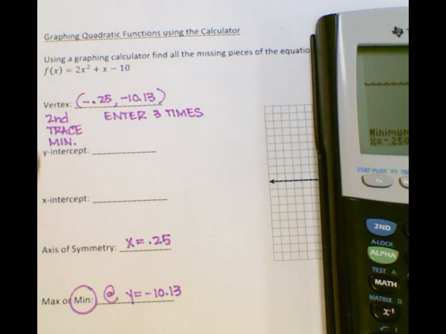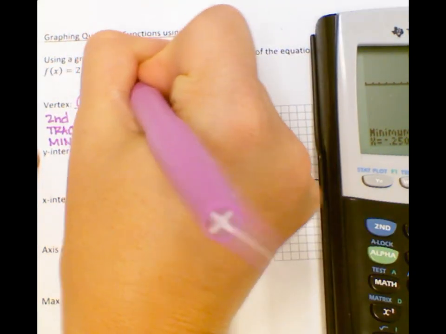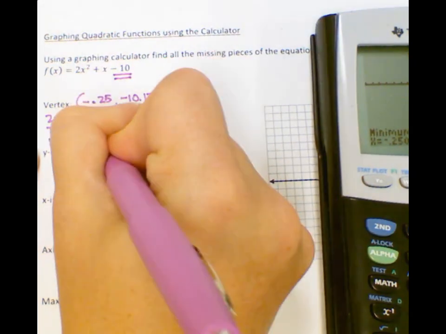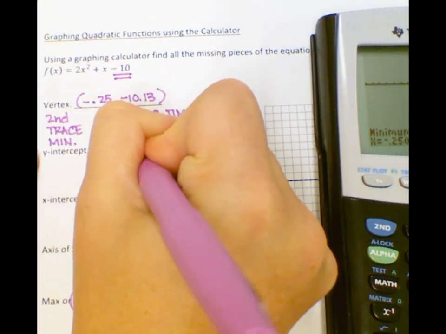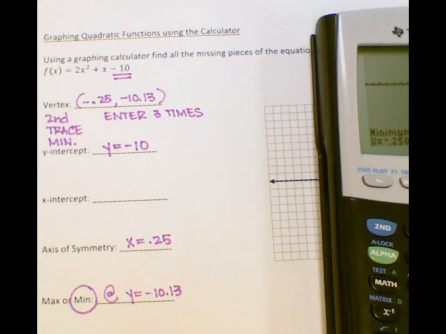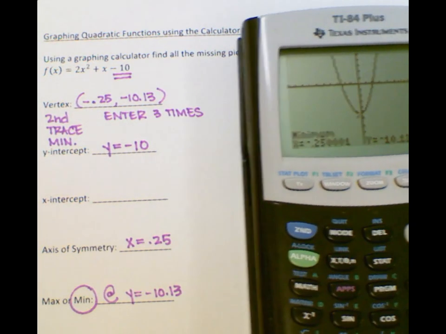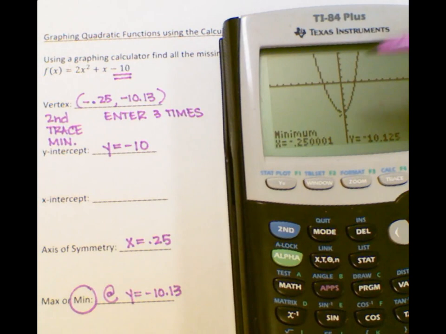The y-intercept we can do right now too, because remember it is always the constant right here, so -10. Okay, see how easy that was? Once you find the vertex, you can basically fill out everything but the x-intercept. So now let's go back to the graph. Let me switch it over here. We know these 2 points right here are the x-intercepts, right here and right here.